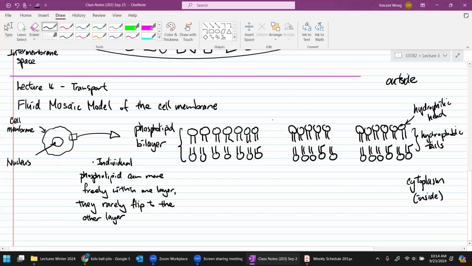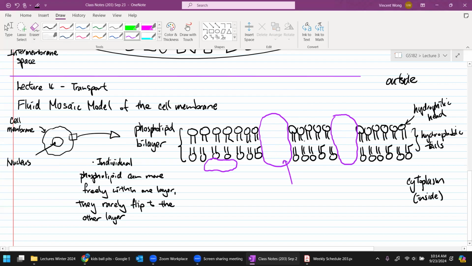Okay. Phospholipid is the major component, but it's not the only component. It's mosaic, right? So there are other stuff as well. And one of the other stuff that I want you to draw is there are going to be proteins here. That's one protein. That's another protein. Okay. And you might have a protein that's just going to be stuck on the inside or stuck on the outside.